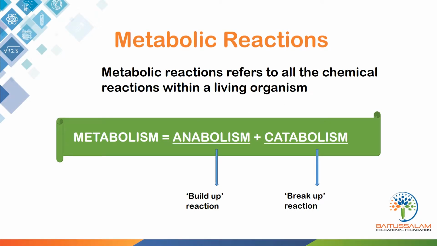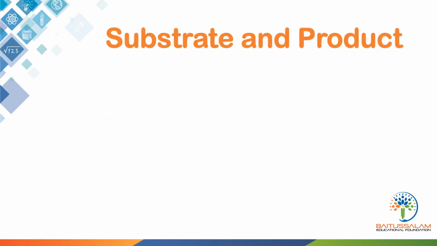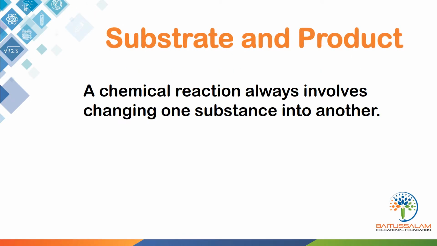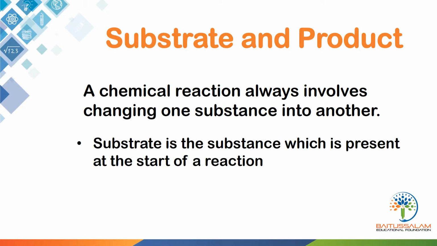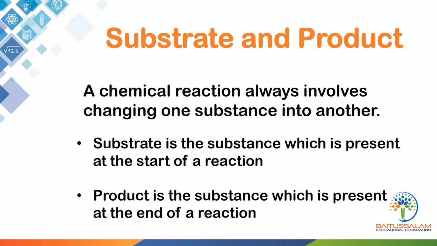Metabolic reactions refers to all the chemical reactions within a living organism. Metabolism is equal to anabolism, or all the build-up reactions, plus catabolism, or all the break-up reactions. A chemical reaction always involves changing one substance into another. Substrate is the substance which is present at the start of a reaction. Product is the substance which is present at the end of a reaction.